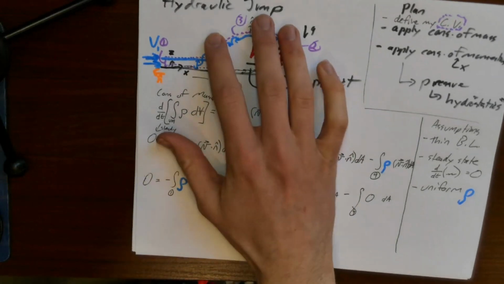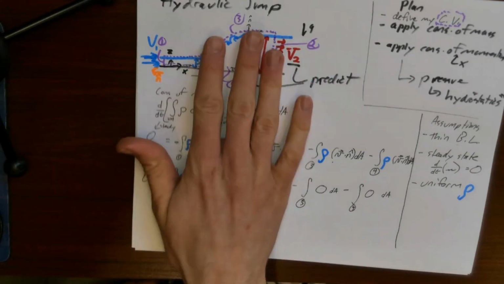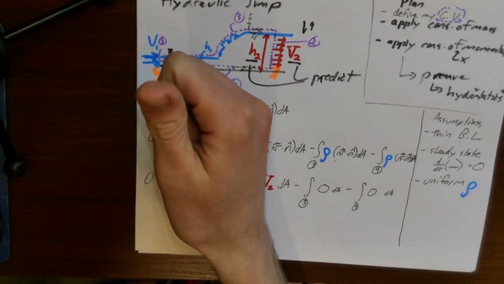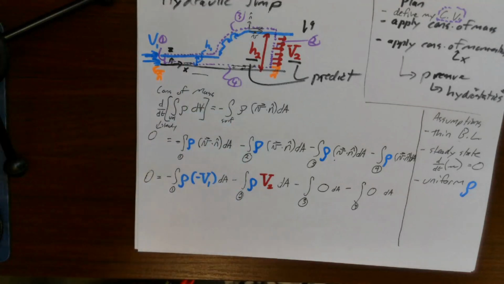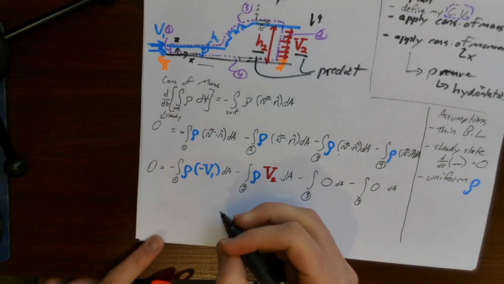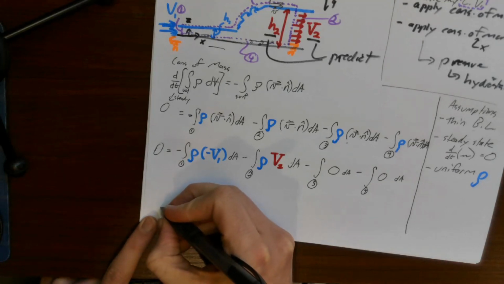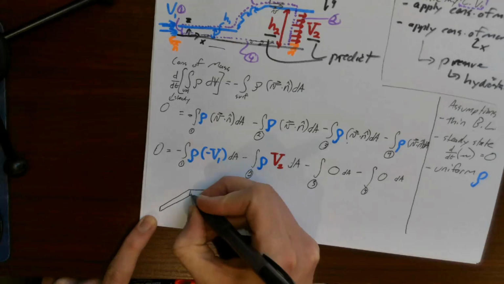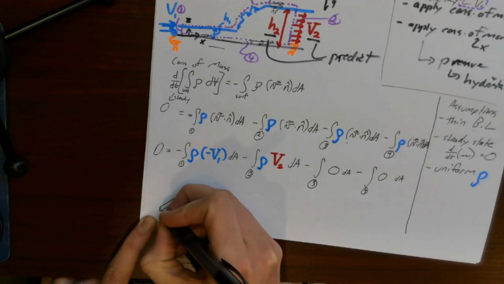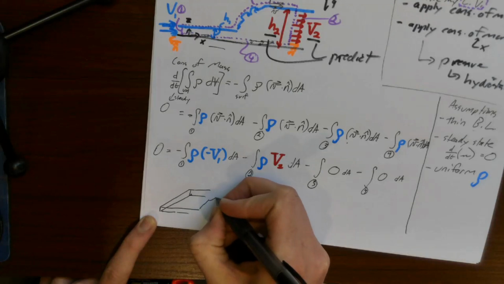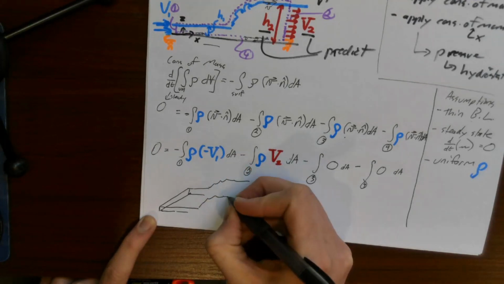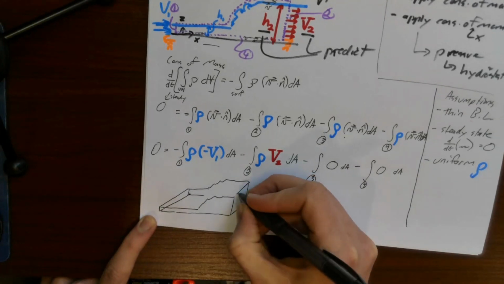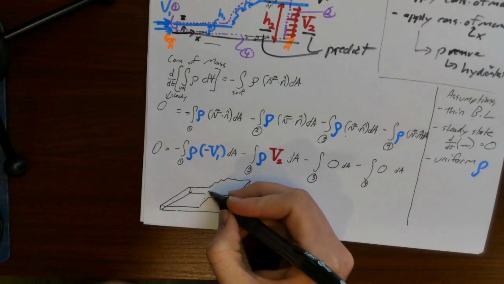So I haven't talked about what's happening, if this is x and this is z, in the y direction, what's happening out of the page. So we're just imagining that this system, I'm going to attempt to draw 3D here, exists in 3D.